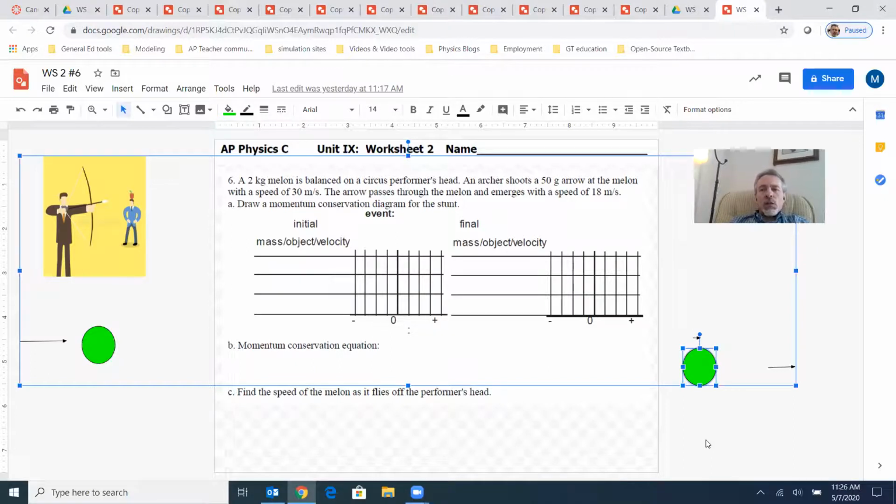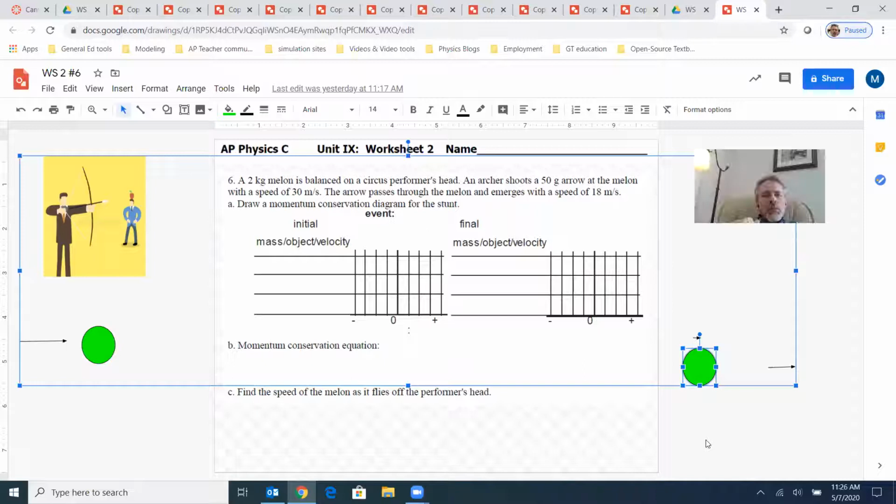So I have a question, if you could unmute yourself for a second here. What kind of event is this? Remember, we have like explosion, we have elastic collision. What kind of event do you think this is? Perfectly inelastic collision? So I heard perfectly inelastic. What else? Just normal inelastic, not perfect. Yeah, I think it's normal inelastic.